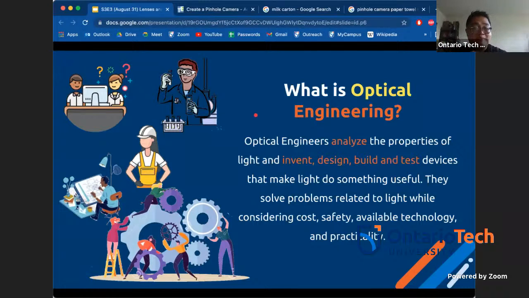And they do that by making these devices while considering different things, like making sure those devices are cheap, they're safe to use, especially with light, as it can be very dangerous, and the available technology. Can anyone come up with examples of what those devices are to make light useful? Some of you said lenses, some of you said phone screens, cameras. Does anyone have any other examples?